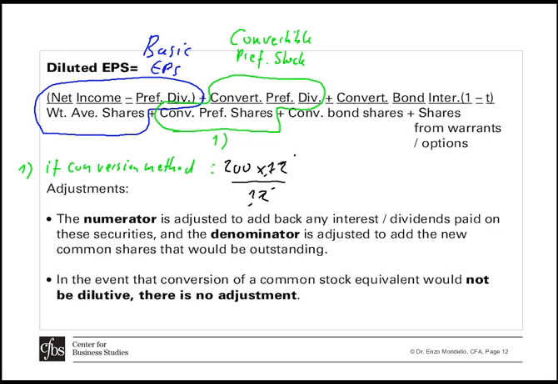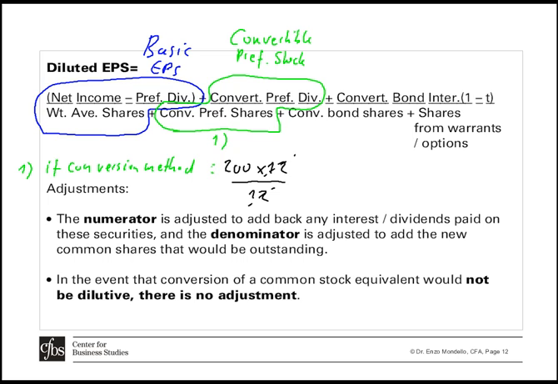So the so-called if conversion method is used. That means if the convertible preferred stock is dilutive, that means if its inclusion will lower the EPS figure, then we have to assume that the conversion took place at the beginning of the period. It doesn't matter whether the preferred stocks are actually converted or not. These are accounting standards. So if the convertible preferred stock will lead to a lower EPS figure, then we have to assume conversion, because then the convertible preferred stock is dilutive.